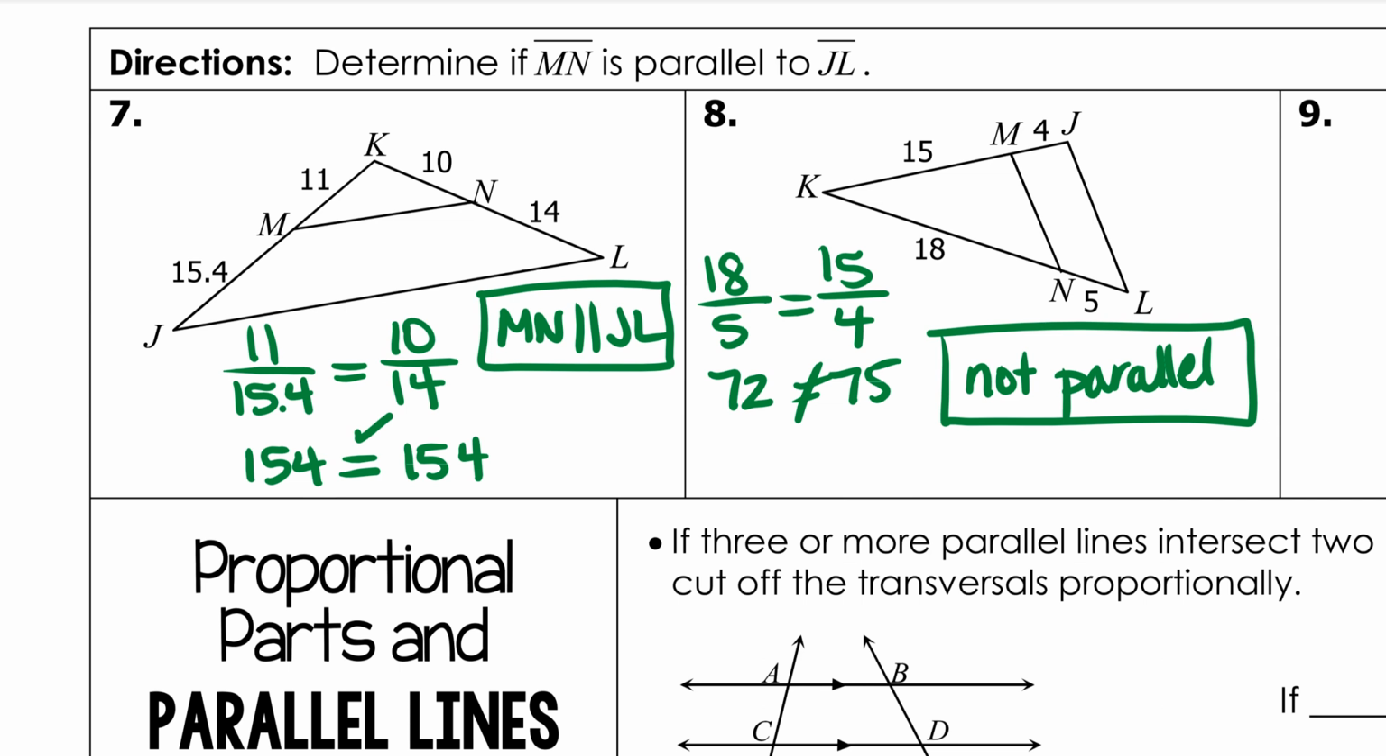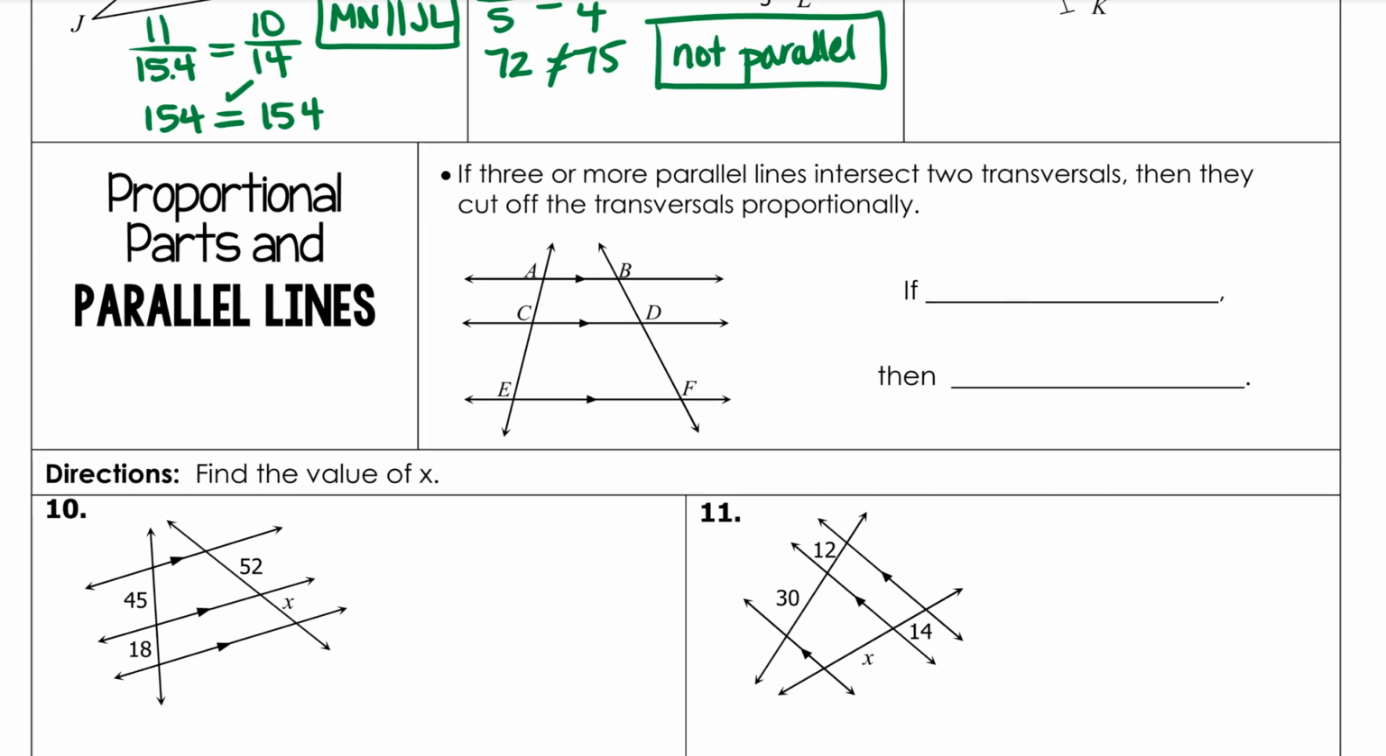Okay, so that theorem works by saying that if the lines are parallel, you can set up a proportion, or if you set up the proportion and they are equal, then the lines are parallel. It works both ways.